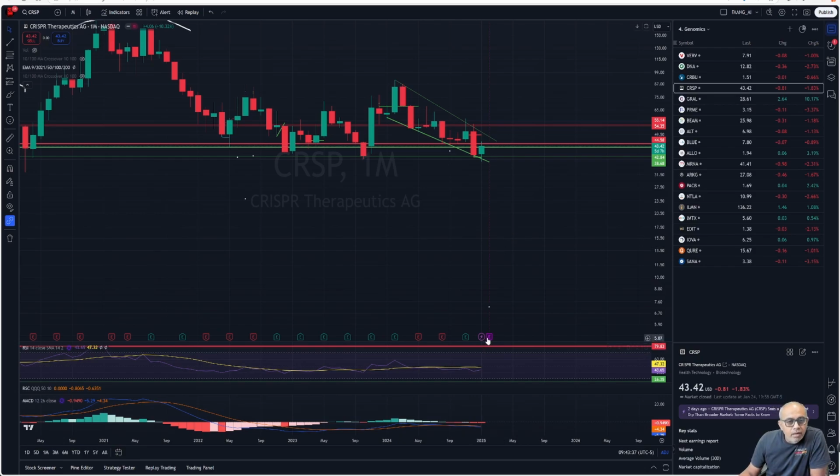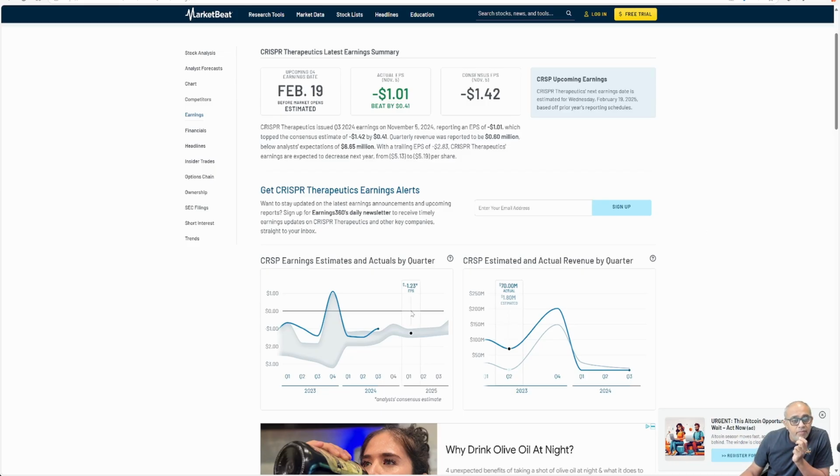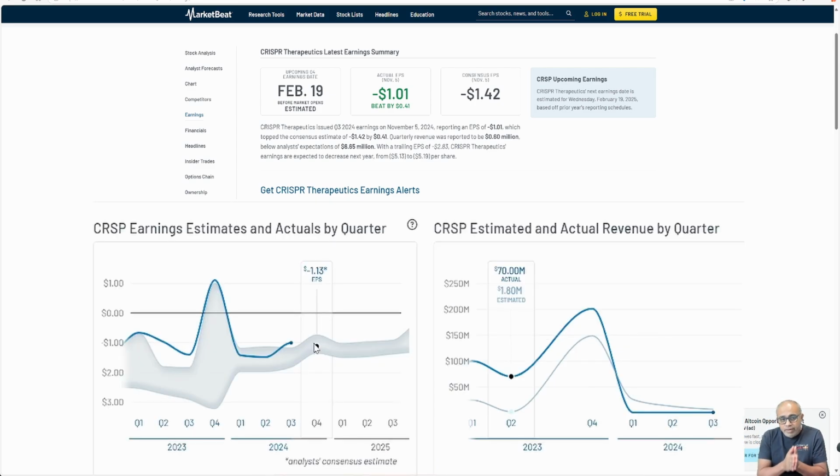Let me show you the earnings out here. According to our TradingView platform, the earnings estimate is 1.20 and revenue estimate is 8.02 million. Whereas out here, the earnings estimate is minus 1.13. I think that there could be a little bit of variation here and there, but I tend to prefer market beat, and their estimates, I think we have to look for 1.13 EPS. If we come below that, then I think there could be a hit on CRISPR share price. But if we come above that, then there could be a disproportionate gain for CRISPR because it's been pushed down quite a bit.